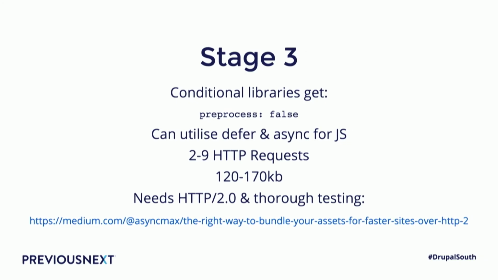Stage 3 was setting those conditional libraries to have that pre-processed false flag so that they weren't even being aggregated at all. It meant a lot more HTTP requests, but it also meant I could utilize things like the defer and async attributes for my JavaScript files, so improve the performance with that.